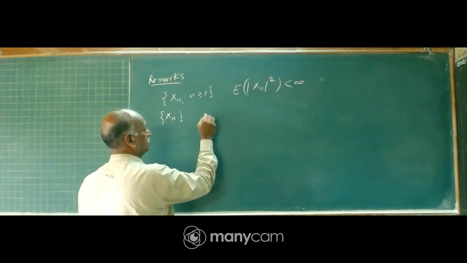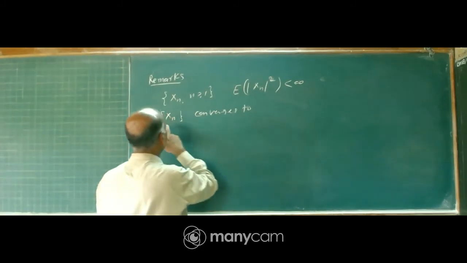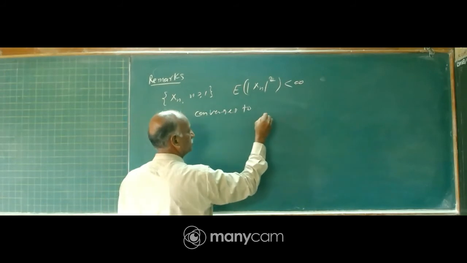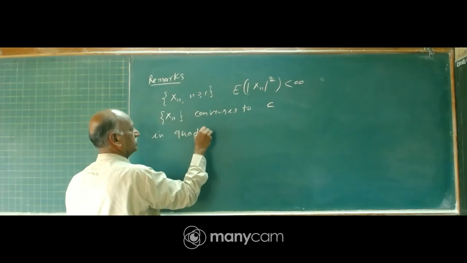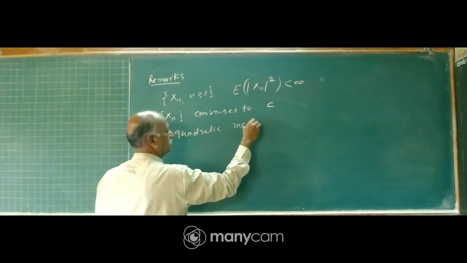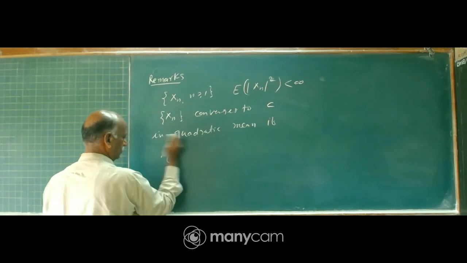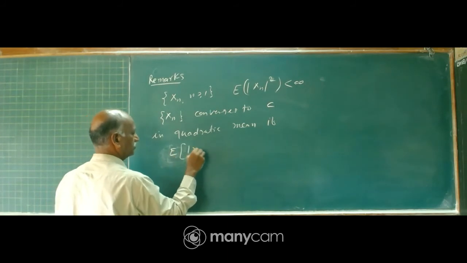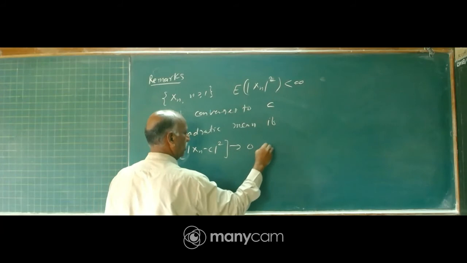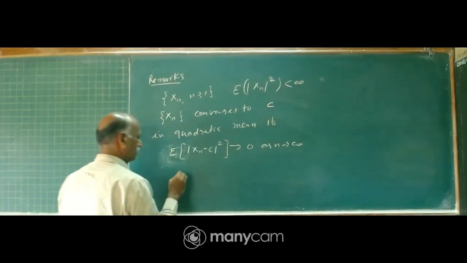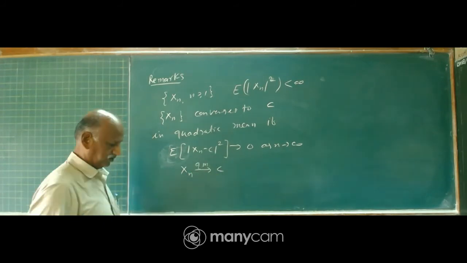The sequence Xn converges to c in quadratic mean if the expected value of modulus of Xn minus c raised to 2 converges to 0 as n tends to infinity. We write it like this: Xn converges to c in quadratic mean.